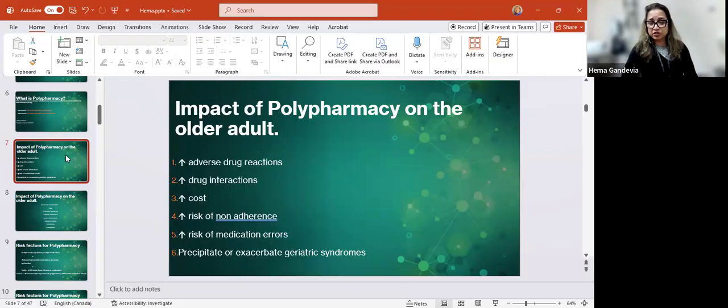There's a risk of medication errors that could happen from different sources. It could be from hospital discharges or just patients' inability to understand how to take those medications and when to take and why to take. Now, that all leads to a precipitation or exacerbation of geriatric syndromes too.